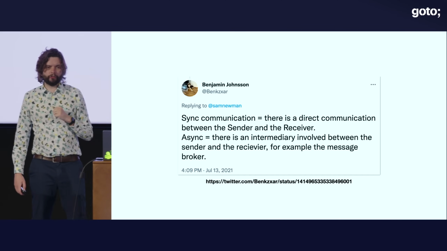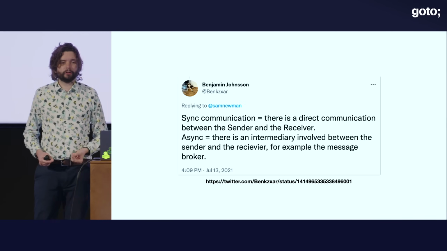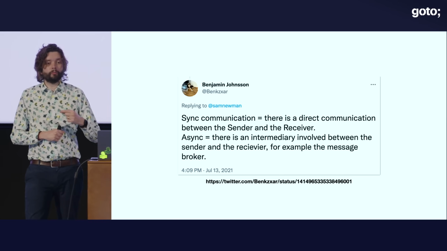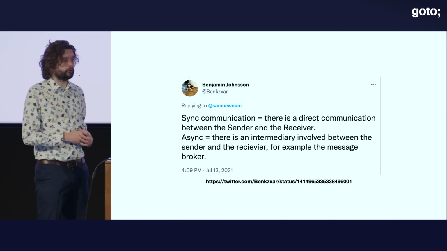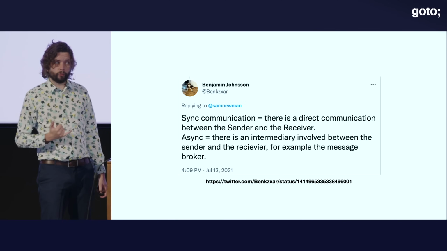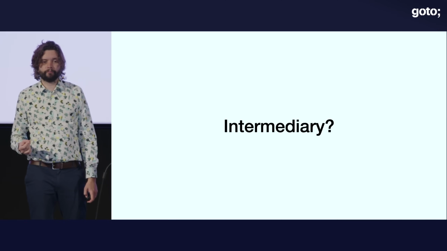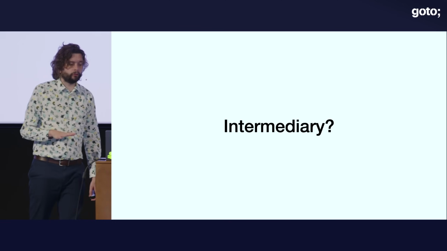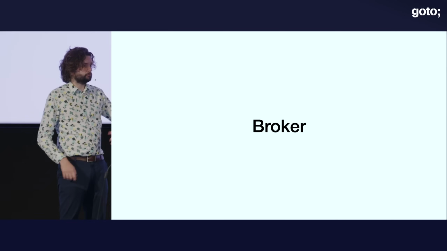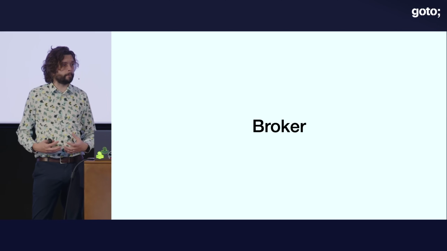Then we have Benjamin Johnson saying for him, synchronous communication is direct communication between sender and receiver. Async is when there's an intermediary involved between the sender and receiver, for example, the message broker. And it's often these intermediaries that we use to deal with this temporal coupling problem. And the classic type of intermediary is, as mentioned, a message broker. It could be Rabbit, could be ActiveMQ, Kafka, whatever you might want, but some kind of middleware.